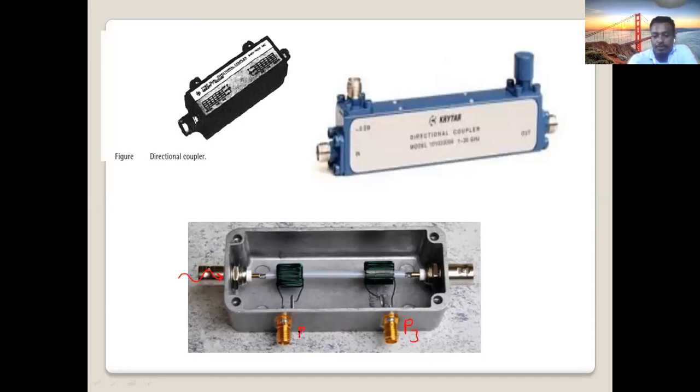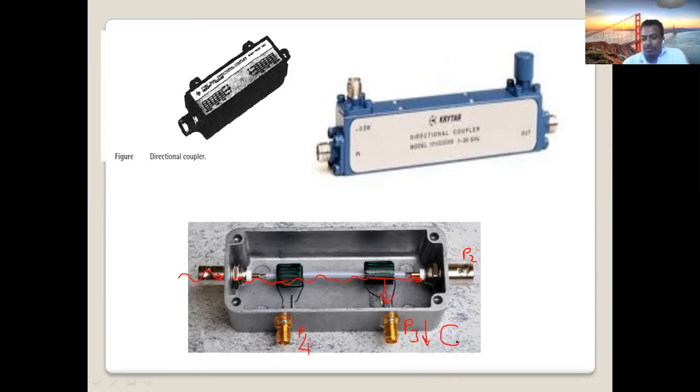This is P4, the isolated port. This is P2. So the signal will transmit directly. It should not go to P4. P4 is the isolated port. The signal will be divided only between ports 3 and 2. One will go in this direction, one in that direction. How much signal will come to P3? It is determined by C.